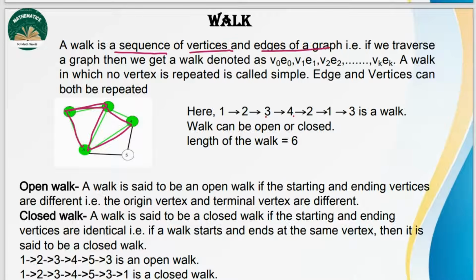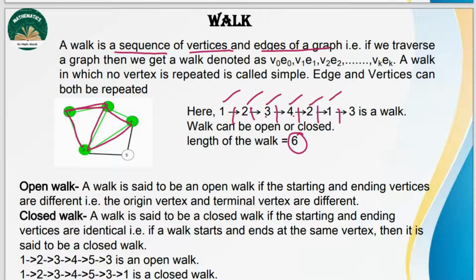A walk can be open or closed. The length of the walk here is 1, 2, 3, 4, 5, 6, so 6. How many edges are there? You have to check: 1, 2, 3, 4, 5, 6 edges. So here the length of the walk will be 6.